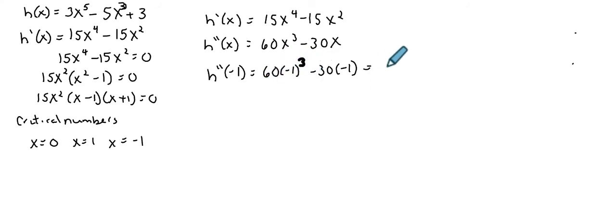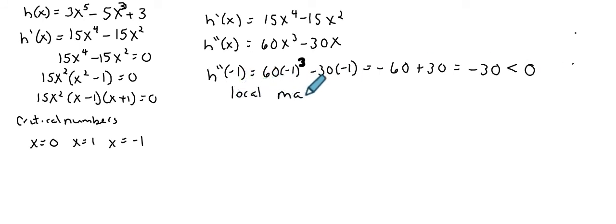Alright, so that gives us a negative 60 plus 30, which is negative 30. And negative 30 is less than 0. So since my second derivative at x equals negative 1 is less than 0, I have a local maximum at x equals negative 1.